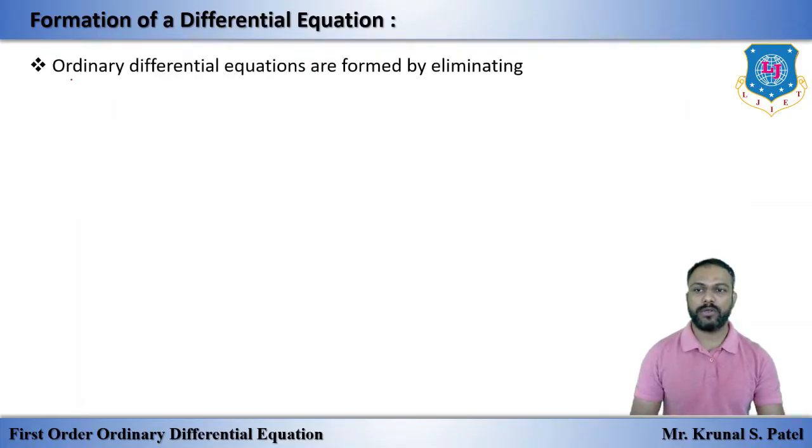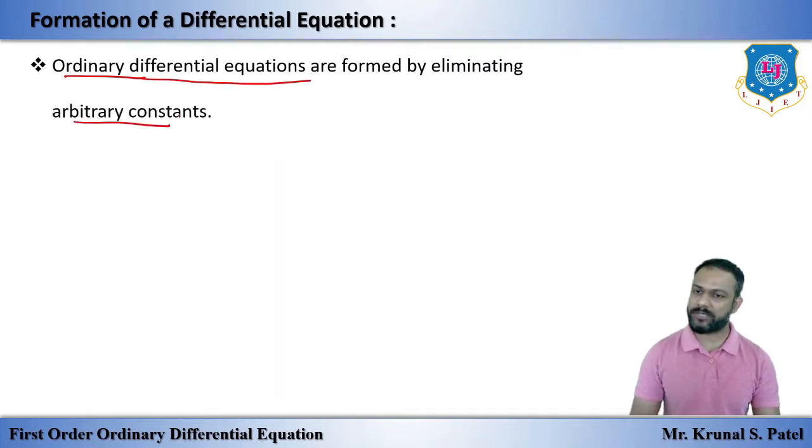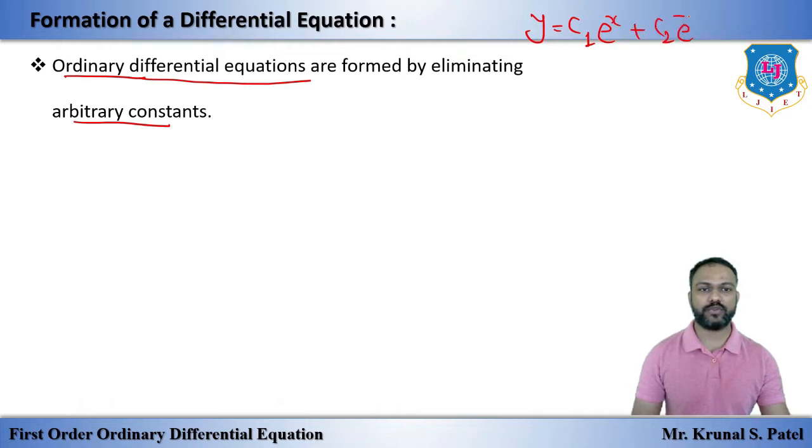Okay, so ODE, ordinary differential equations, are formed by eliminating arbitrary constants. This is a simple concept. That means if we have y is equal to c1 e raised to x plus c2 e raised to minus x, this is our simple equation, which contains two arbitrary constants.